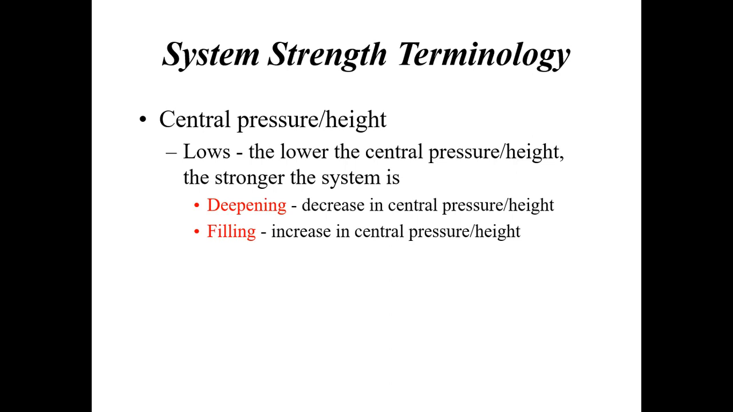When I talk about pressure, I'm talking about surface charts right here on the Earth's surface, with surface highs and surface lows. So in general, with lows, the lower the central pressure or the lower the upper level height, the stronger the system is. And there are two terms we use when we talk about surface lows in particular: deepening and filling. Deepening is a drop or decrease in central pressure or height. Filling is an increase in central pressure or height. So a low pressure system is either going to undergo deepening, where the central pressure is dropping, or it's going to undergo filling, which is rising barometric pressure at the center.